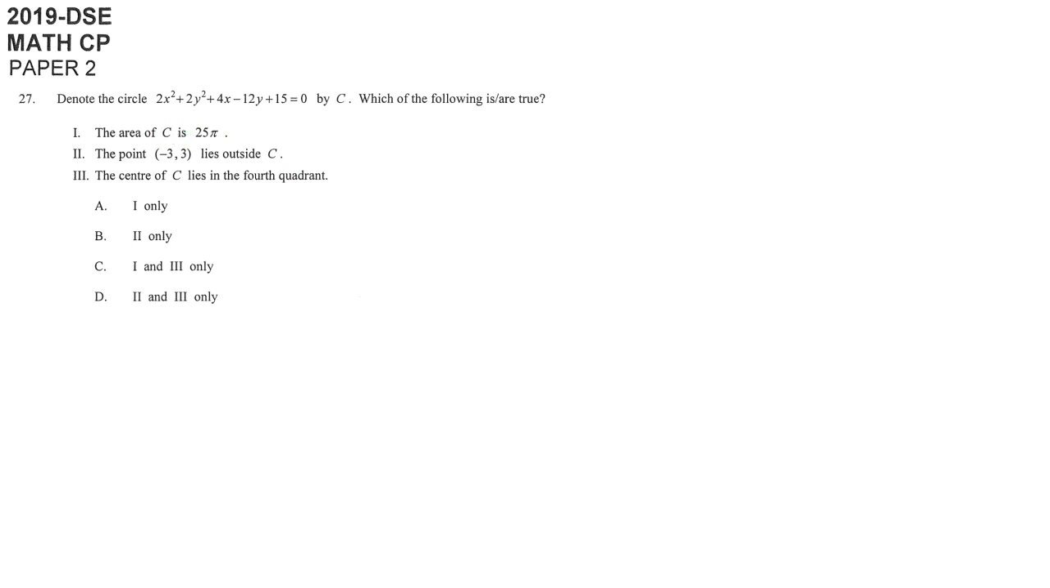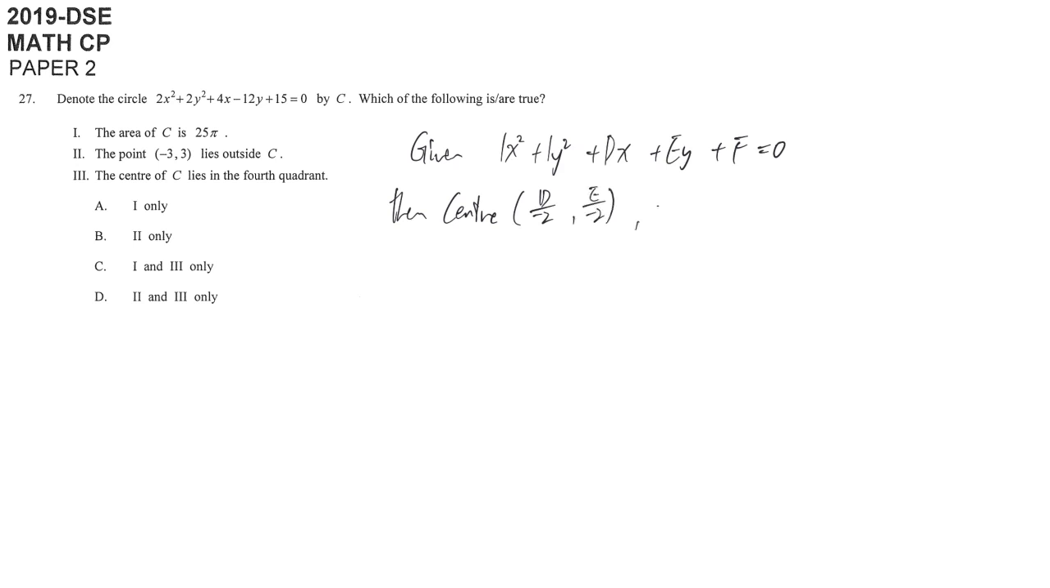Our standard form, or any formula we learn, is given as 1x squared plus 1y squared, and then plus dx plus ey plus f equal to 0. If we can write it in this format, then this is a circle, and the center will be (d divided by -2, e divided by -2). Basically, it's the result of completing the square. And then the radius is equal to the square root of (d divided by 2) squared plus (e divided by 2) squared, and then minus f. That's the formula for finding the center and radius.